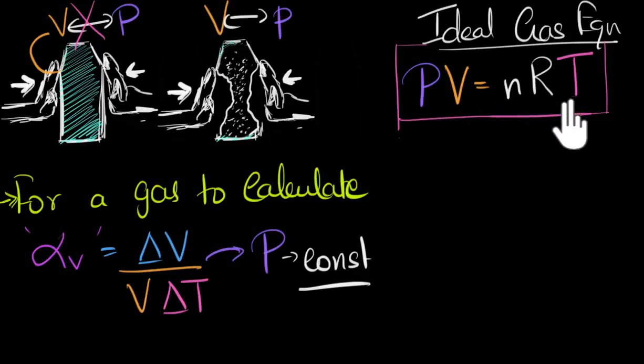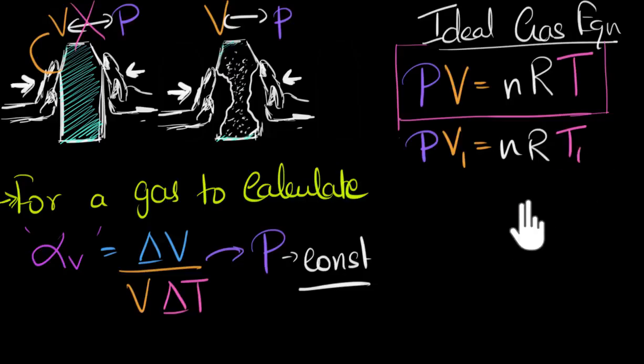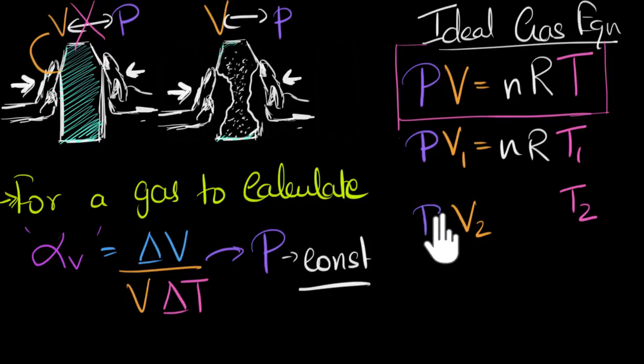Let's say initially the temperature is T1 and the volume is V1. So initially we would have the equation P V1 equals nRT1. And let's say finally the temperature changes to T2, which makes the volume change to V2. And so our final equation would be PV2 equals nRT2.